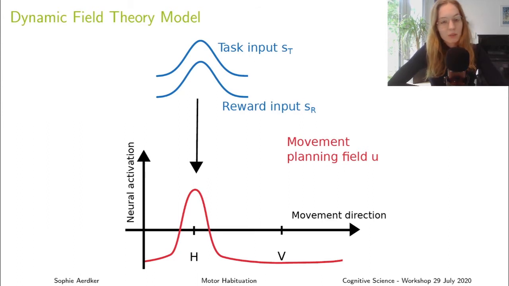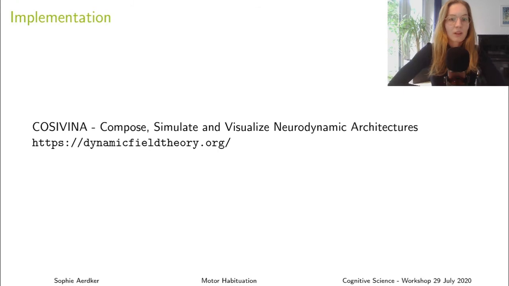So when you think about it, with these 3 inputs and the conditions when they are applied, we control the whole experimental setting. The model with the field components, the varying inputs, and the experimental conditions is implemented in Cosivina, which is a MATLAB framework for building dynamic field architectures. You can find it on our website, and with the help of some examples, you can easily build your own architectures there.